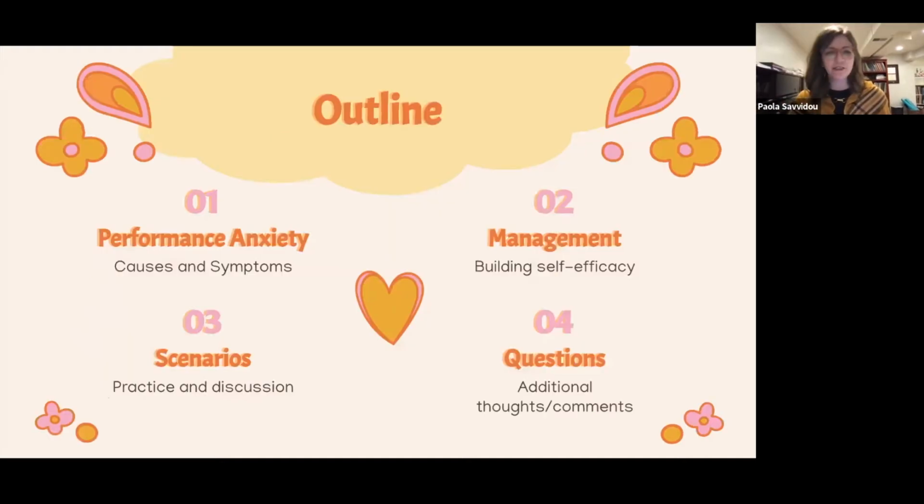So here's the agenda for the day. First, we'll talk about performance anxiety, kind of look at some of the causes and symptoms physiologically and some other factors. We'll talk about management and how we can help our students build self-efficacy, and then talk about a couple of scenarios that, at least in my experience, come up pretty frequently. And if we have time for any additional thoughts or comments at the end, we'll get into that.